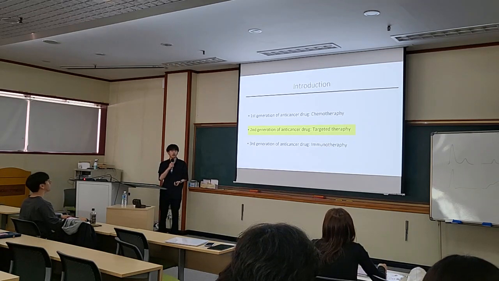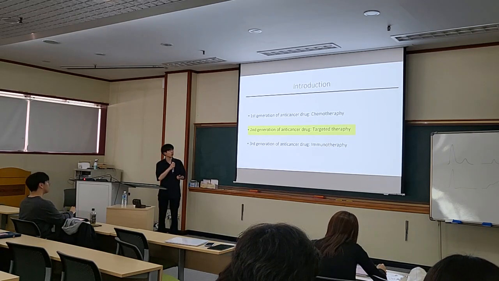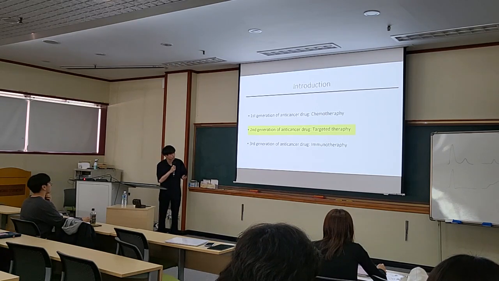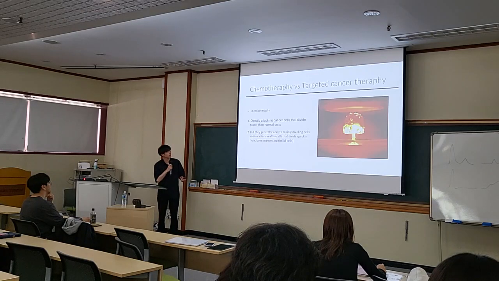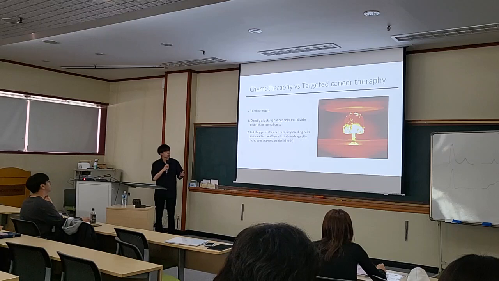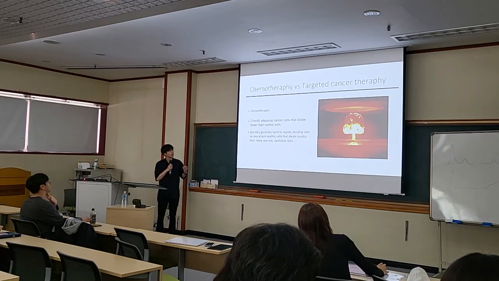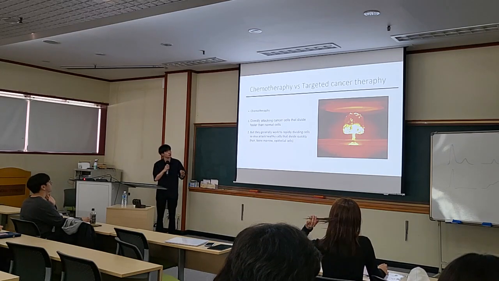Targeted cancer therapy is the second generation of anti-cancer drug, and the first generation of anti-cancer drug is chemotherapy, as we learned from the last lecture, and the third generation of anti-cancer drug is immunotherapy. Chemotherapy, as we learned from the last lecture, directly attacks the cancer cells that divide faster than normal cells. But it does not distinguish between normal cells and cancer cells, so it just attacks every cell that divides rapidly.